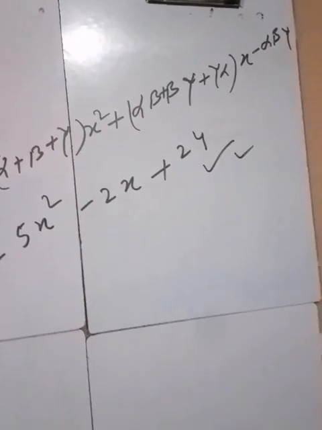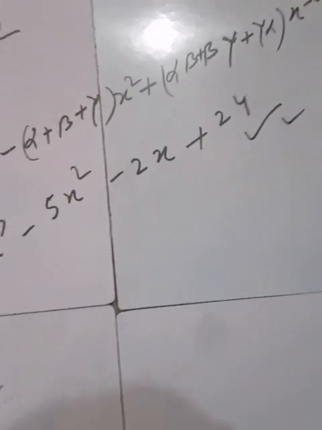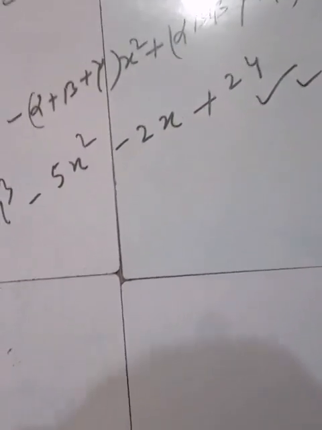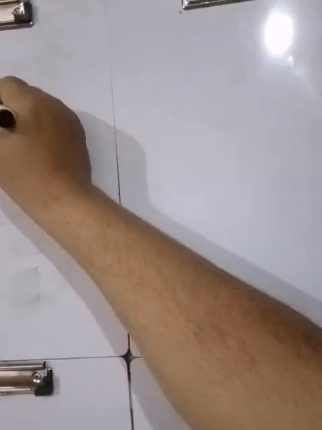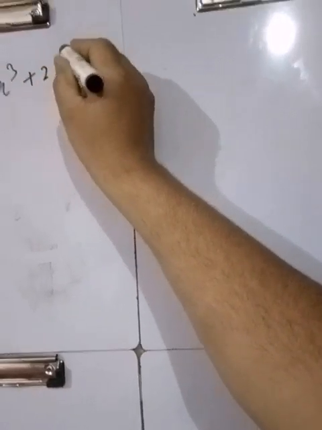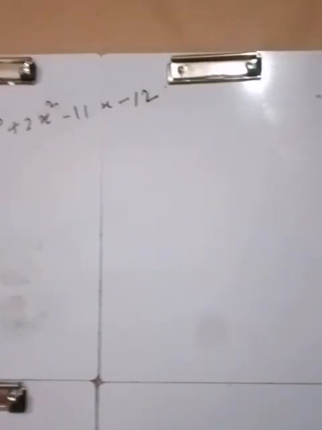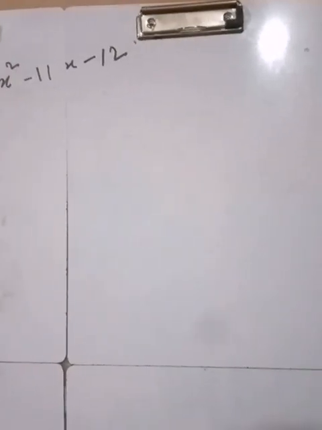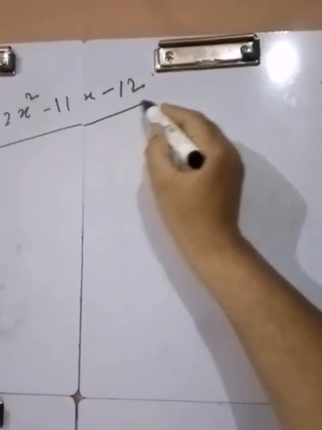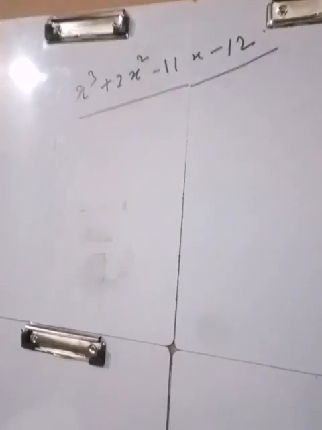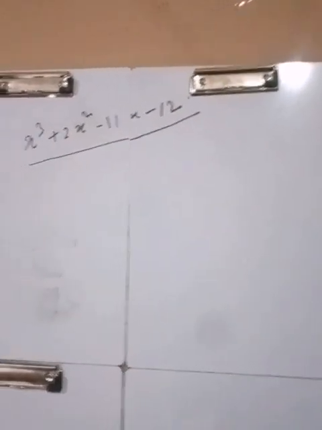Whatever questions I am taking, they are completely from R.S. Agarwal only. So now we go for the next question. Write down the next question. It is given that minus 1 is a zero of the polynomial x cube plus 2x square minus 11x minus 12. Then find its rest of the zeros.